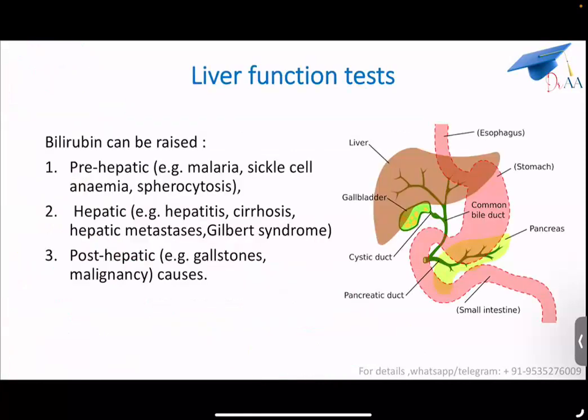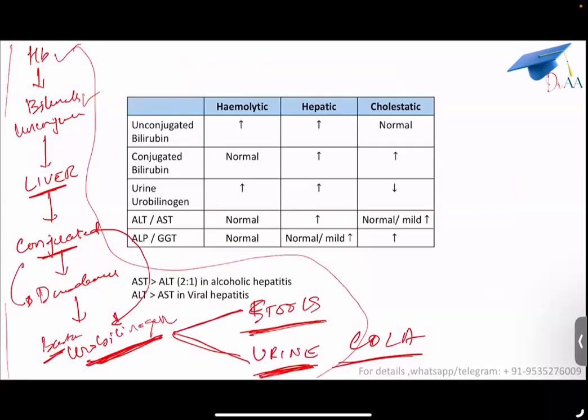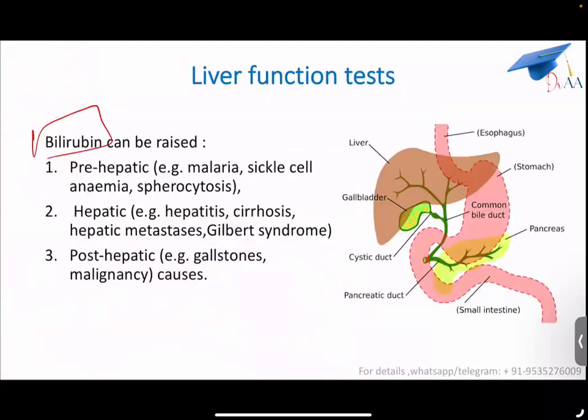So whenever we see increased bilirubin levels, it should be because of increased breakdown of RBCs, which produces hemoglobin. When do we see increased breakdown of RBCs? It might be because of sickle cell disease, abnormal shape of the RBCs like spherocytes, or infection like malaria.